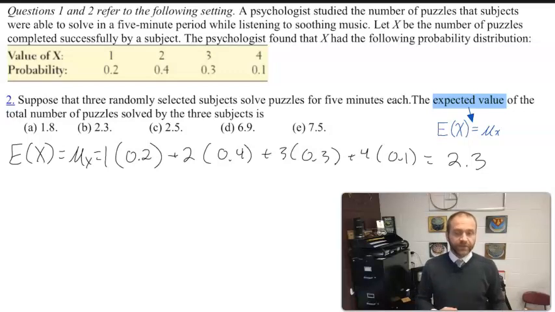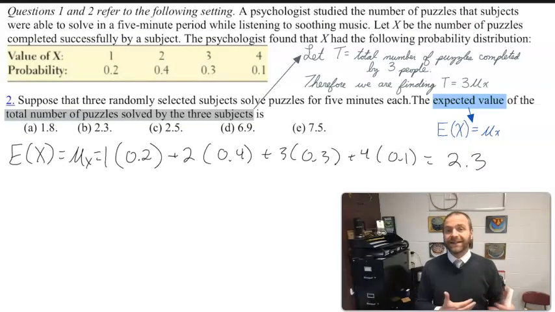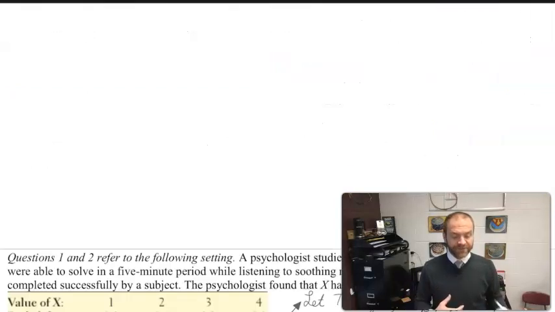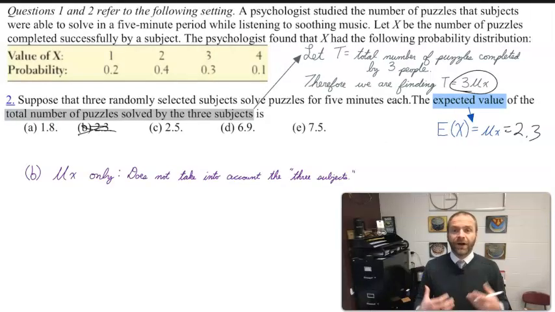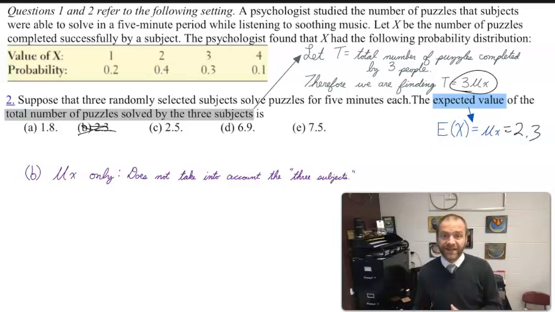So really what I'm dealing with is, I'm going to say let T equal the total number of puzzles completed by the 3 people. In that case, since each one says 5 minutes each, I'm going to take 3 times that mu of X. I can expect one of them to do 2.3 puzzles. So I'm going to figure out that 3 of them are going to be 3 times that.